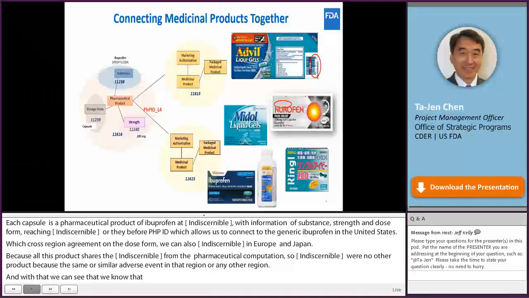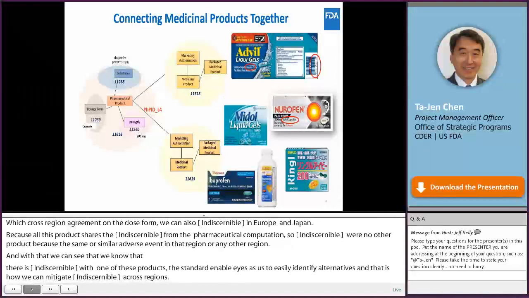However, I'd like to bring your attention to the dose form. Each region can assign dose form at different granularity. We have capsule for Advil in the United States, and the Nurofen has soft capsule in Europe. Based on the current ISO IDMP standard, we will not be able to generate identical level 4 PhPID to connect these two products together, which poses a challenge to the pharmacovigilance at global level. So there are efforts trying to harmonize the representation of those forms so that we can generate identical level 4 PhPID to connect these products together.